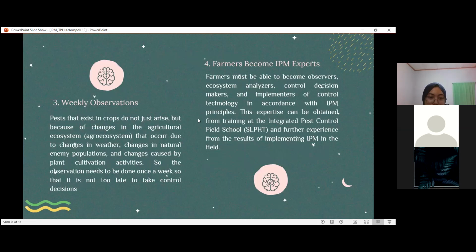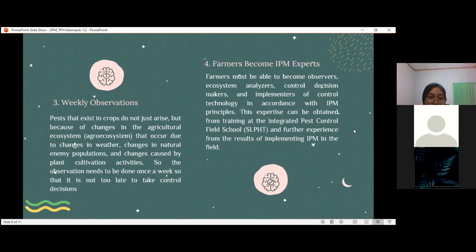The third IPM principle, weekly observation. Pests that exist in crops do not just arise, but because of changes in the agricultural ecosystem or agroecosystem that occur due to change in weather, change in natural animal population, and change caused by plant cultivation activities. So the observation needs to be done once a week so that it is not too late to take control decision.